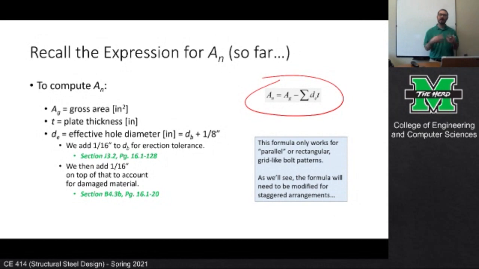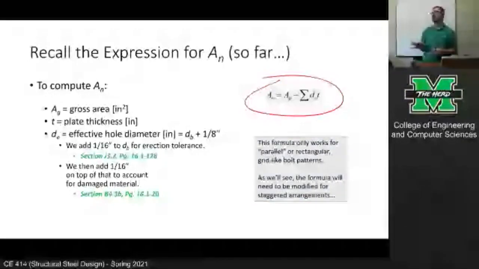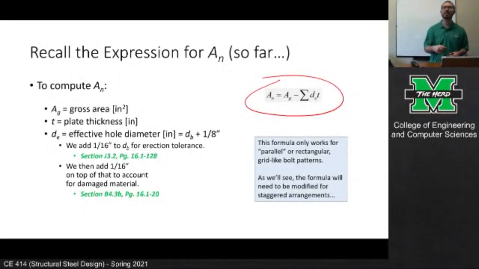And remember, for the diameter, we use an effective hole diameter. We take the bolt diameter and we add 1/8 of an inch to it. Why do we add 1/8? Because we're adding 1/16 twice. 1/16 of an inch we account for erection tolerance. We actually drill the hole physically larger than the diameter of the bolt by 1/16 of an inch. And then we add another 1/16 of an inch to account for that little ring of damaged material that we don't really consider effective in transferring stress to the entire tension member as a whole.